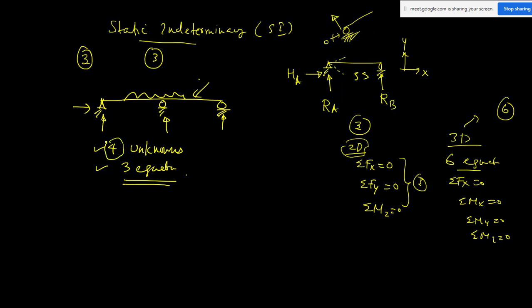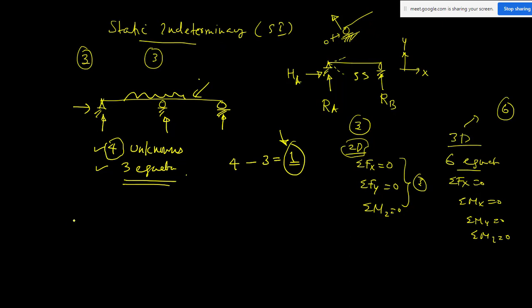So I need one extra equation to solve this problem. That extra equation is 4 minus 3, which is 1. How many extra equations do you need to analyze this structure? Analyze means we are finding out the reactions. That process we are calling analysis. The analysis means we are finding out the reactions, moment, deflection, slope. This process is known as analysis. So to analyze this structure completely, I need one extra equation in addition to these three equations of equilibrium. That number of extra equations is called static indeterminacy.